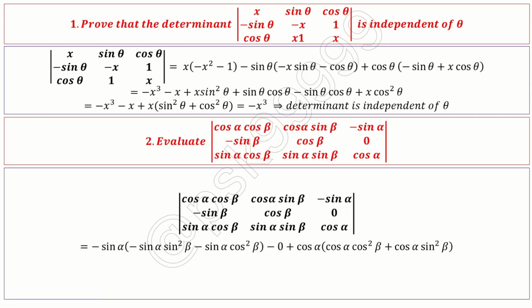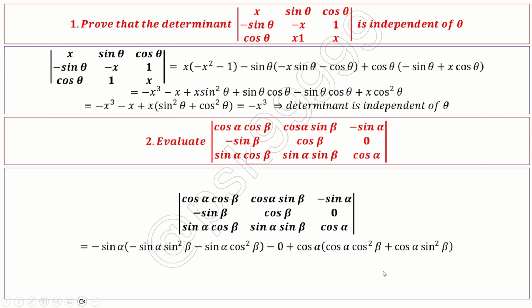If you see there is a 0 here, so you can expand the determinant by row 2. So minus sine alpha. Sorry, I did it by column, the third column. So minus sine alpha into sine alpha sine square beta, and minus of sine alpha cos square beta, then minus 0, so I don't need to do anything here, plus cos alpha is here, which is position 3 comma 3, so I'll get plus only, which is cos alpha cos square beta plus cos alpha sine square beta.